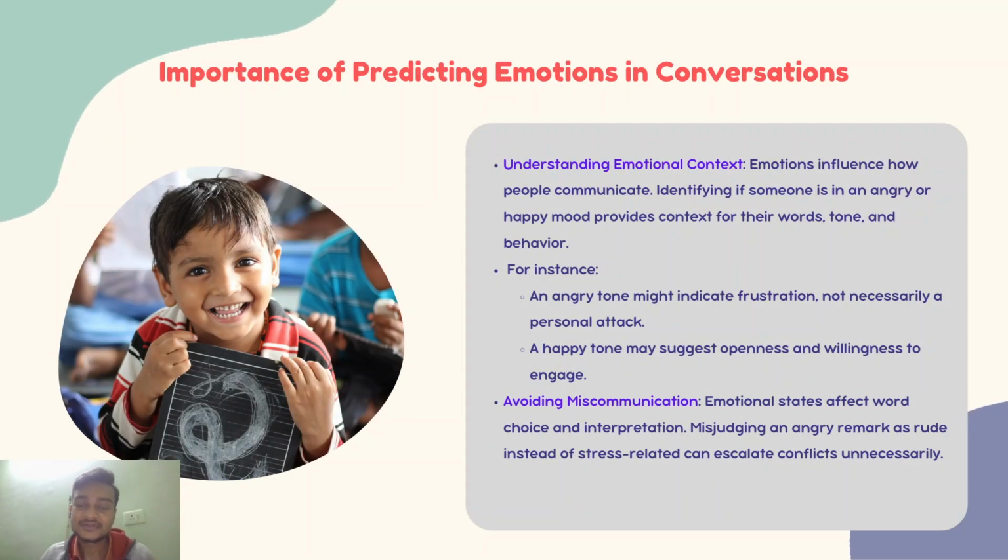Importance of rating emotions in conversation. Emotions influence how people communicate. Identifying someone is angry or happy provides context for their words. For example, if a person is angry, it indicates frustration, not necessarily a personal attack. A happy tone might suggest openness or willingness to engage in a conversation. Emotions help in avoiding miscommunication, as misjudging an angry remark as rude instead of stress related can escalate conflict unnecessarily.